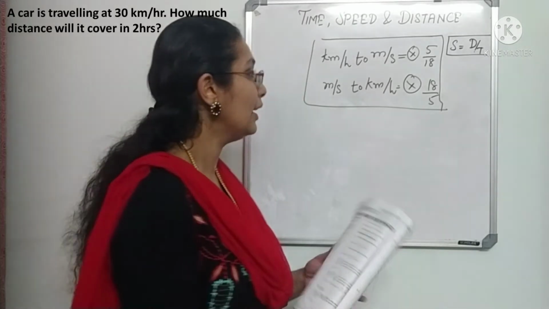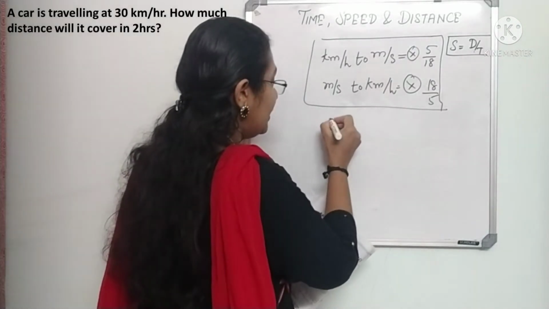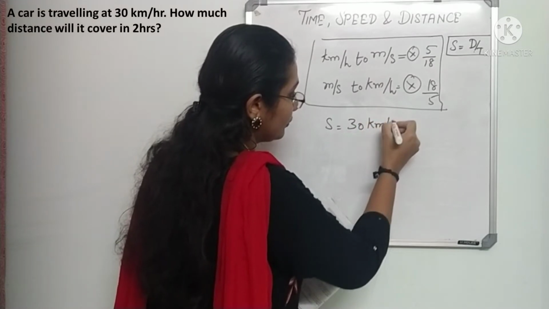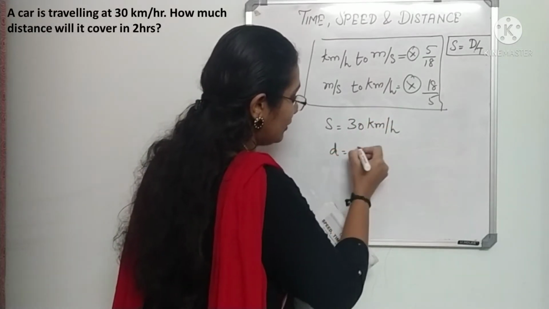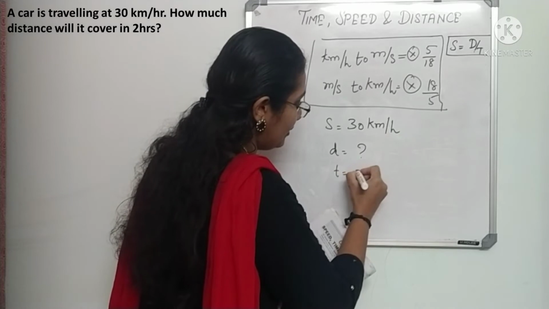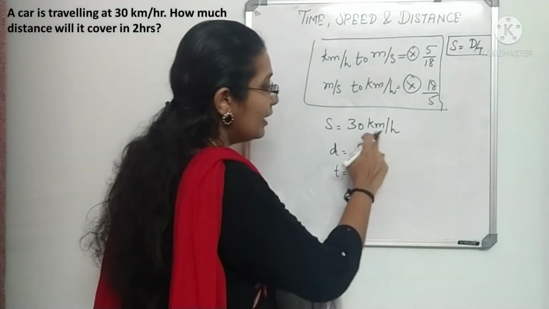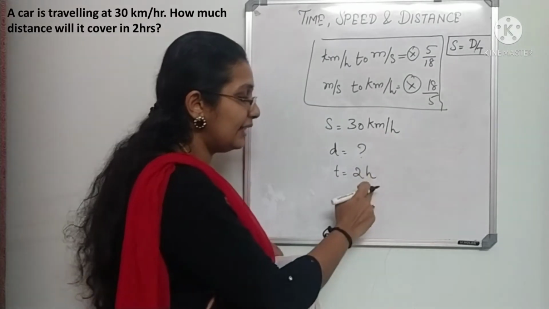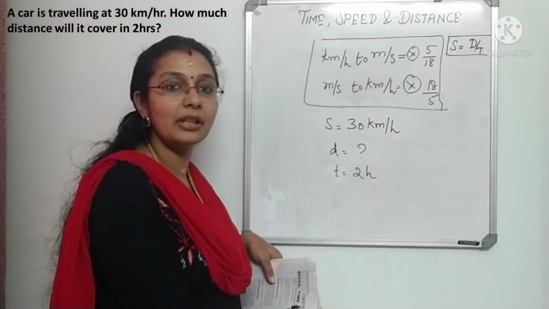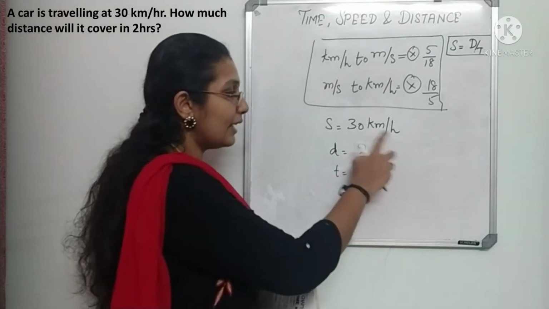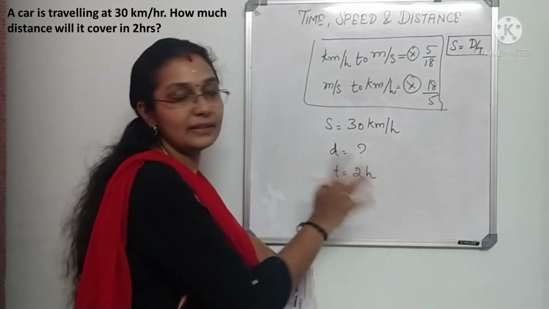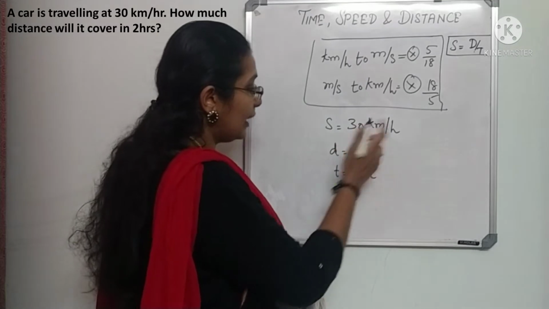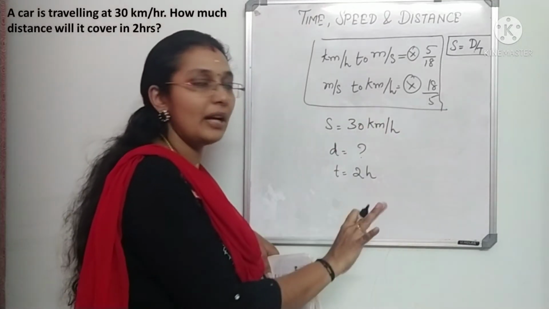Next question. A car is traveling at 30 kilometer per hour, and how much distance it will cover in 2 hours. Okay. So speed they have given as 30 kilometer per hour, and distance they are asking, and time they have given it as 2 hours. Okay. So see, it is all in same unit. Okay. If it is meter per second, and here if it is given in hours, you will have to convert it to same unit. Here it is given as same unit only, hours and hours. So no conversion is necessary. So here you will just substitute the value and find the answer.